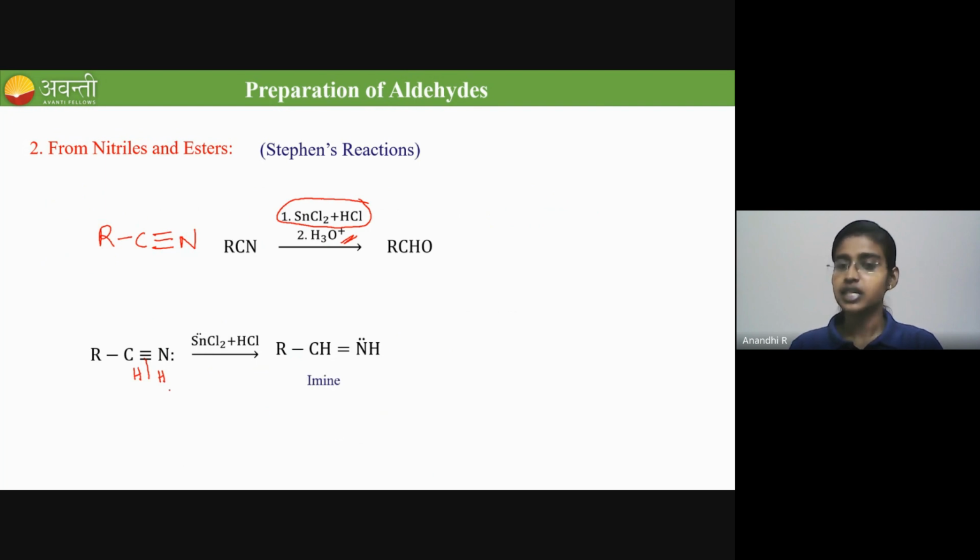And this imine on acid hydrolysis. Why do we call this acid hydrolysis? This contains H plus and H2O, right? So on acid hydrolysis, all the components which are there after this double bond get converted to oxygen. And then what we will have? RCHO plus NH4Cl. Okay, this is how we prepare the aldehyde from nitriles using Stephen's reagent. Clear?